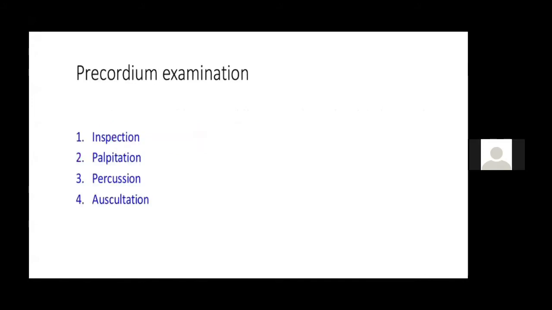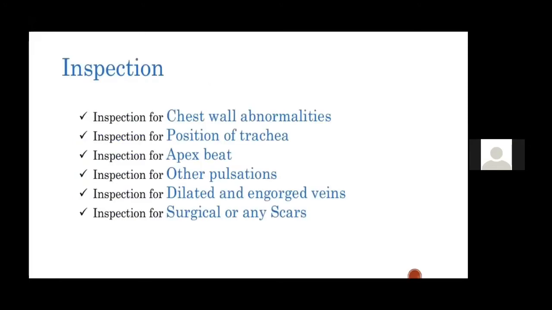The precordium, as we all know, consists of inspection, palpation, percussion, and auscultation. Most of the auscultation we have already discussed, including the heart sounds, murmurs, and all others. The other important things include inspection, palpation, and percussion, on which in the current era we do not lay much emphasis. The inspection involves looking for chest wall abnormalities, the position of the trachea, the apex beat, other pulsations, dilated and engorged veins, and surgical or other scars.